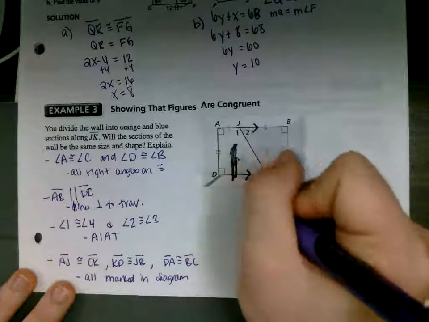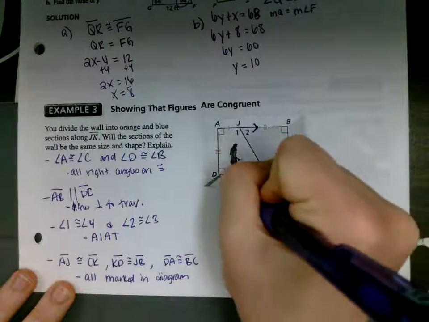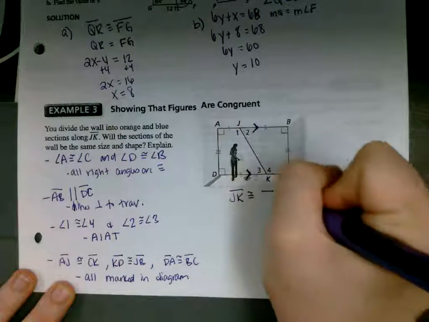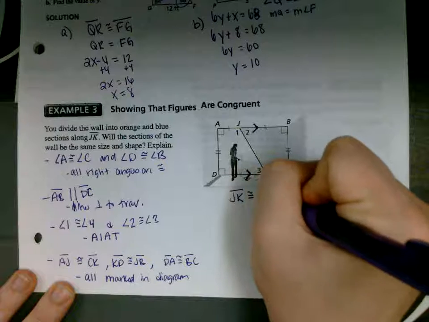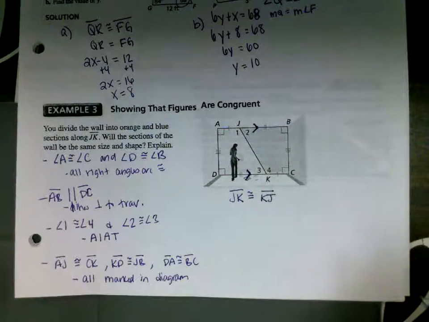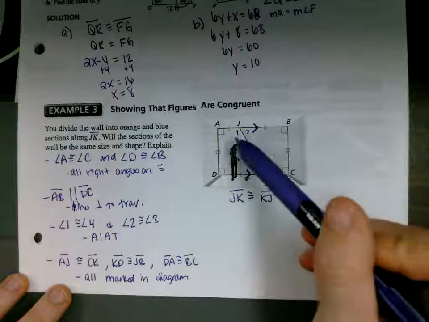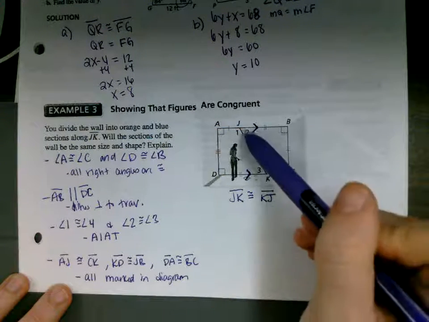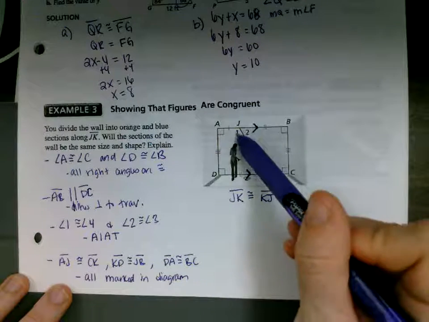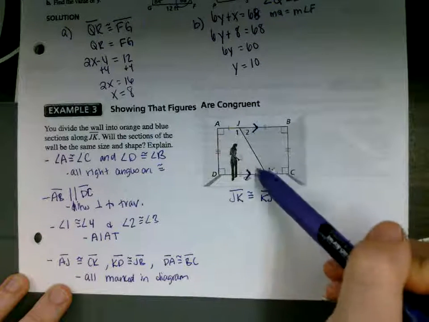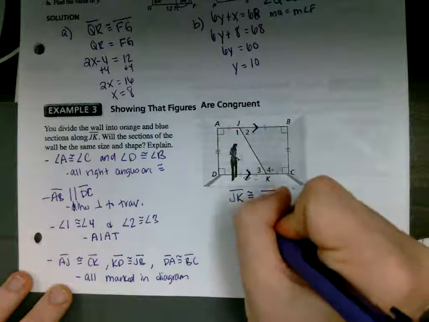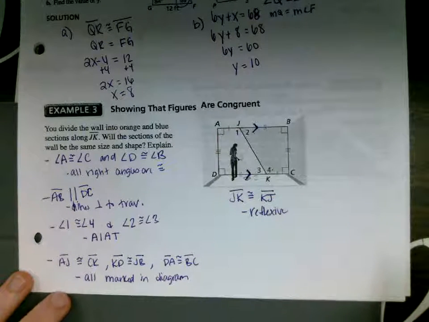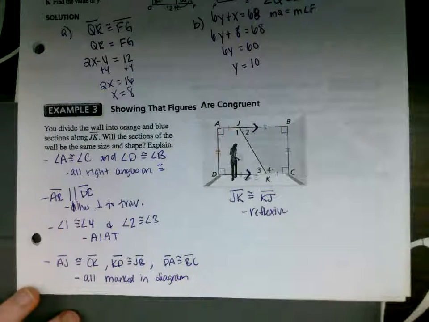And then lastly, I know that segment JK is congruent to itself. But since this is getting flipped upside down, I have to flip my letter order. It's JK on the left-hand side, but on the right-hand side, it's from K to J that matches up. Remember, because 1 matches up with 4, 2 matches up with 3. And that is called reflexive whenever you are congruent to yourself. It's like looking in a mirror, same thing on both sides.